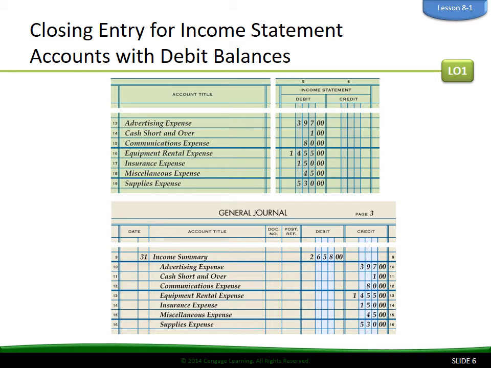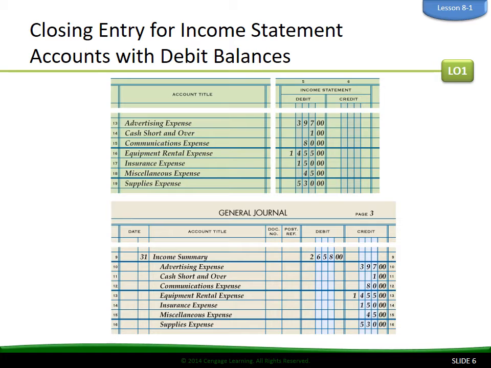Your income summary is going to be the debit. Because we're crediting these, we have to put that debit somewhere. So this number is adding all of these up. So if I were you, what I would do is you could either put an equal sign in this cell and type in equal sign 397 plus 1 plus 80, and so on.